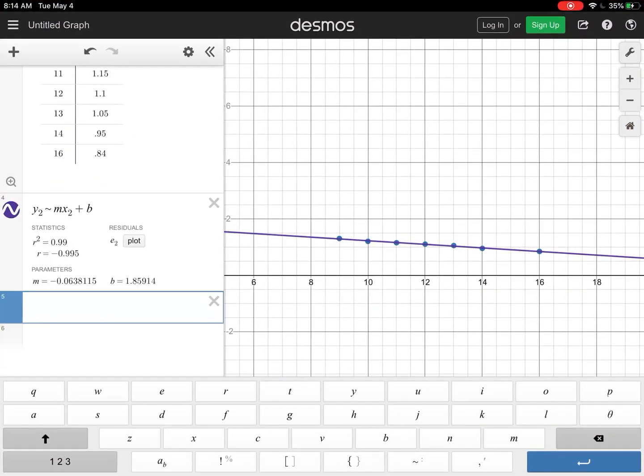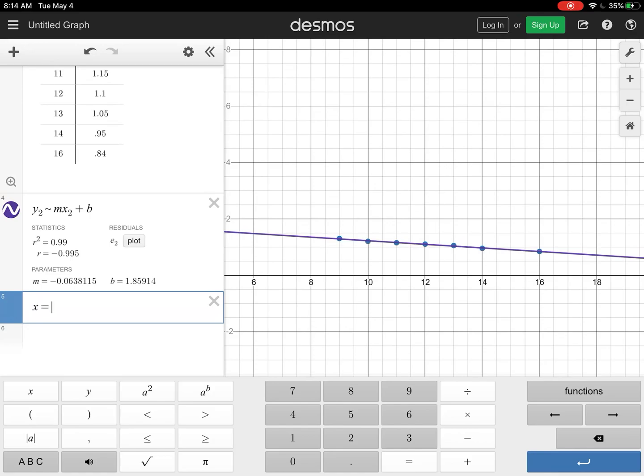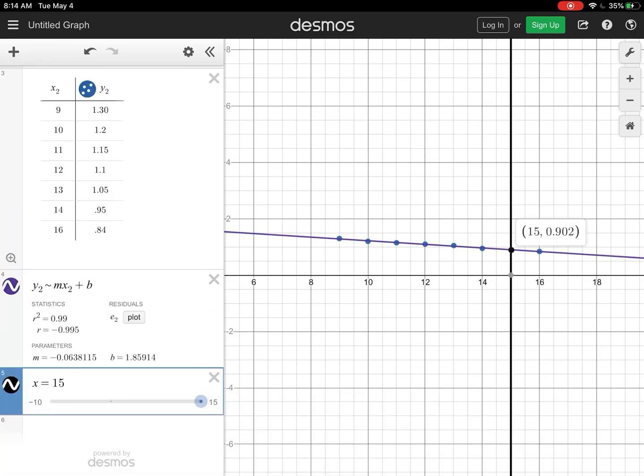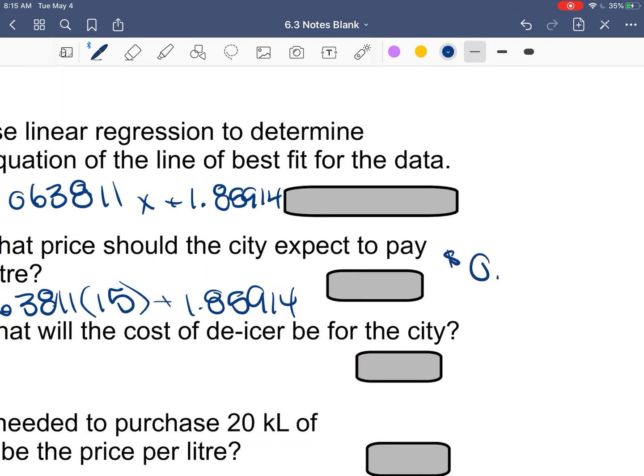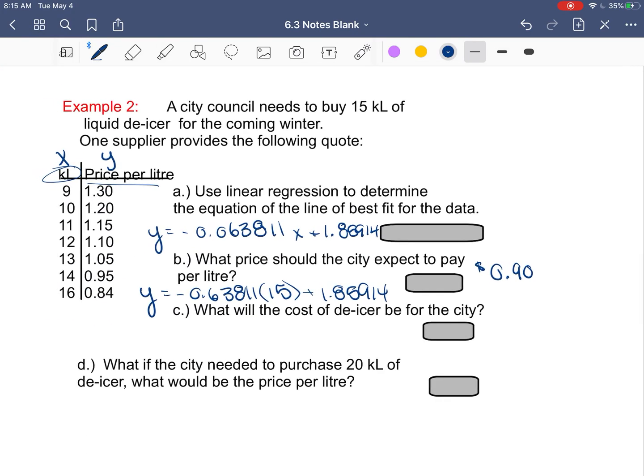In Desmos, we want an x value of 15, so we say x is equal to 15. That tells us right there what the y value, what that price, would be: 0.902. Because it's money, we'll round to 2 decimal places, so 0.90. What will the cost of the de-icer be for the city? The city expects to pay 0.90 for 1 liter.